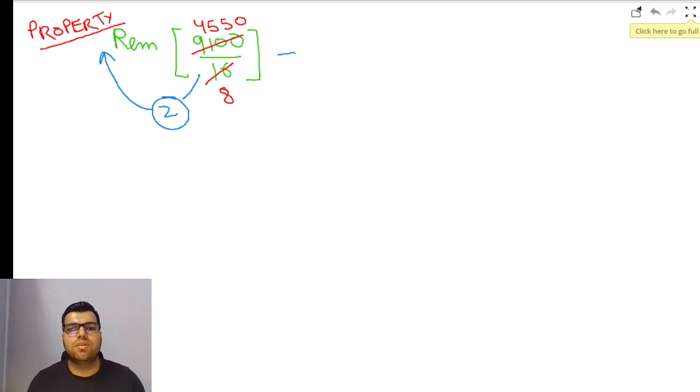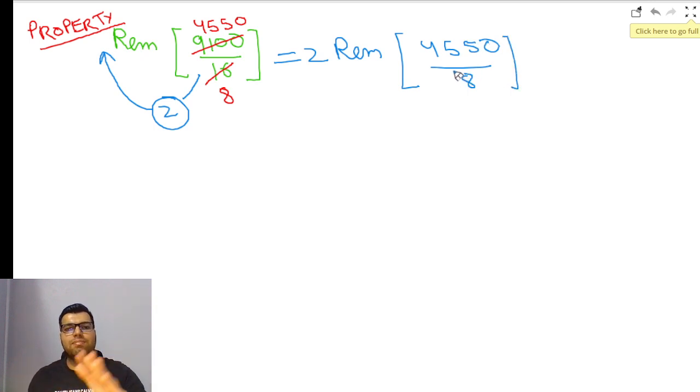So this will become twice REM of 4550 by 8. Dividing dividend and divisor by some factor is allowed. It's not that it's not allowed, but you have to make an adjustment. Whatever factor you have divided inside the REM function, it should go outside the REM function, only then your answer is complete. Very straightforward, I hope you understood.